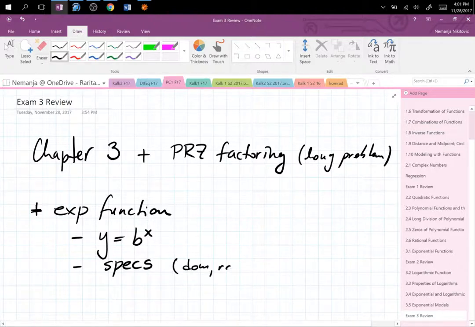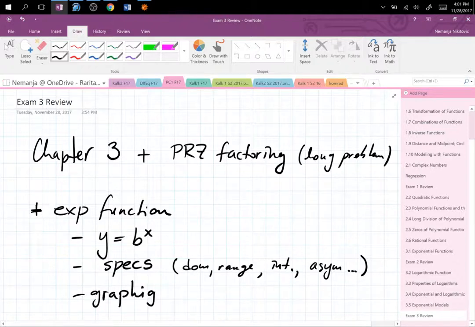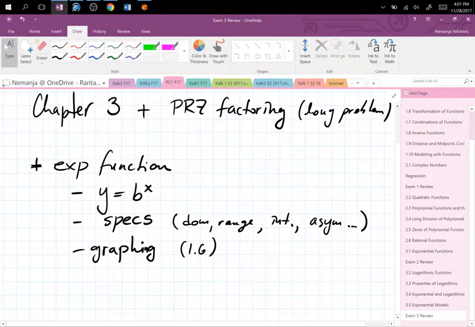So domain, range, intercepts, asymptotes, so specs on it. Graphing. Guess what is going to be the non-graphing-calculator part? Exactly, graphing. So shift left, right, reflect. So the whole 1.6 deal applied to this. This is your 3.1.